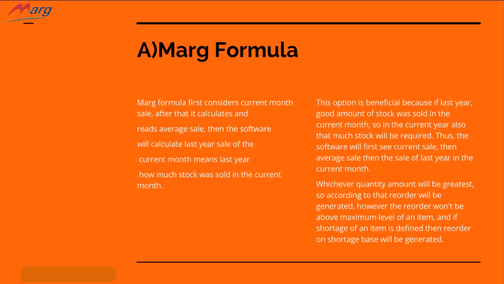This option is beneficial because if last year a good amount of stock was sold in the current month, so in the current year also that much stock will be required. Thus the software will first see current sale, then average sale, then the sale of last year in the current month. Whichever quantity amount will be greatest, according to that reorder will be generated. However, the reorder won't be above maximum level of an item, and if shortage of an item is defined, then reorder on shortage base will be generated.